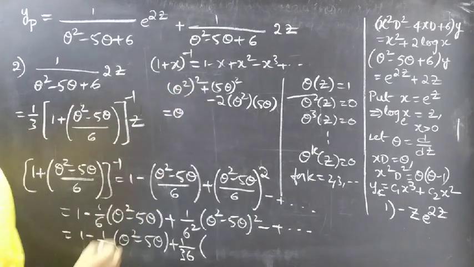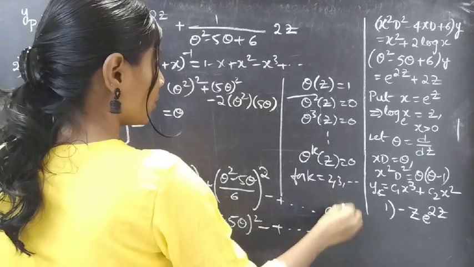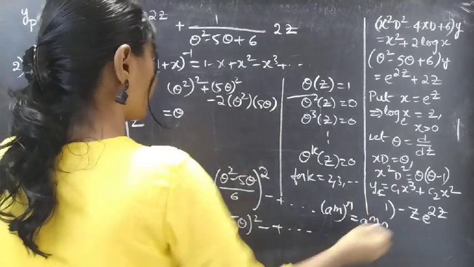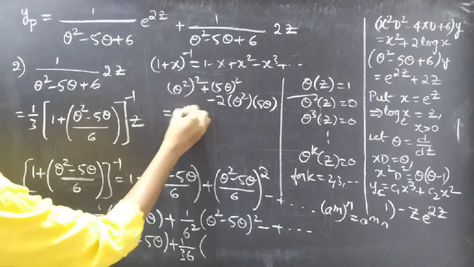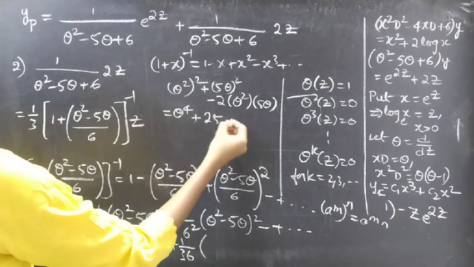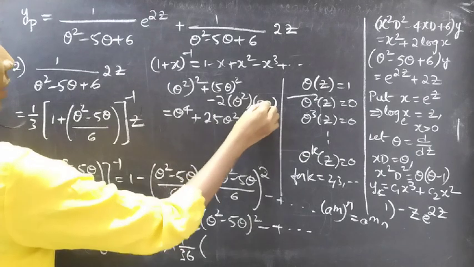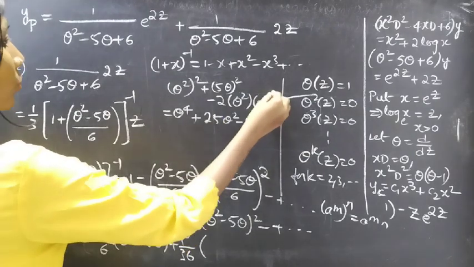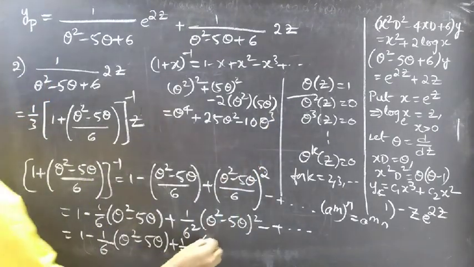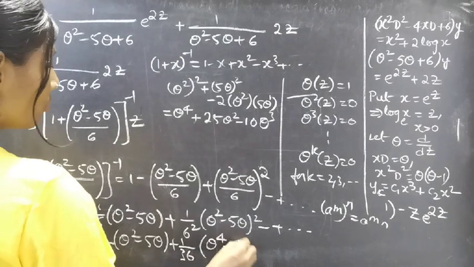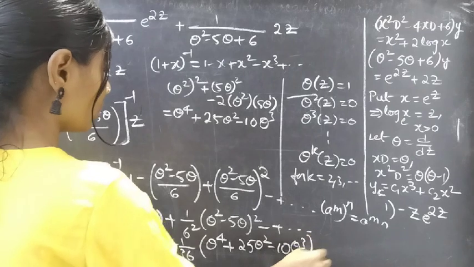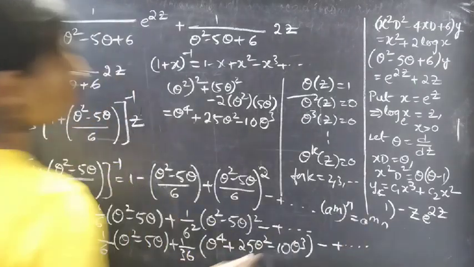(a power m) whole power n. Since we know that (a power m) whole power n is a power m into n. Likewise, (theta square) whole square is theta power 4, plus (5 theta) whole square is 5 5s 25, or 5 square, 25 into theta square, minus 2 5s are 10, theta square into theta is theta cube. Okay, we'll get theta power 4 plus 25 theta square minus 10 theta cube minus, plus, and so on.